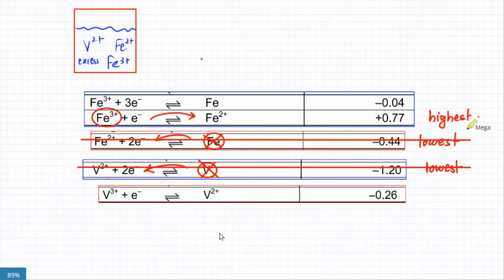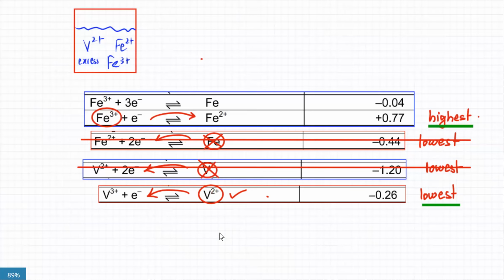So who's my lowest E naught now? I think it's minus 0.26. So this is the one that's going to lose electrons. Do we have vanadium 2+? If you look at the beaker, I think we do have vanadium 2+. So that is going to be my lowest E naught. So I've finally been able to figure out who gains electrons and who loses electrons. This is the lowest and this one is the highest.